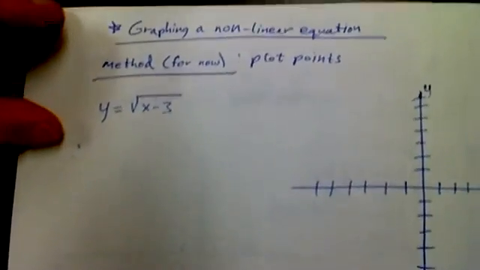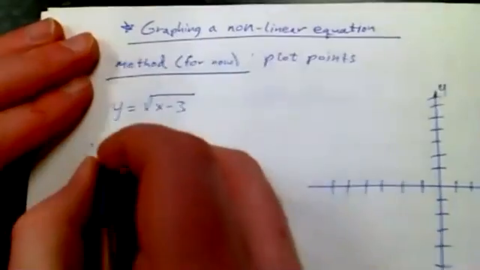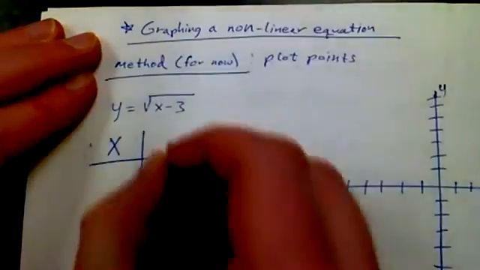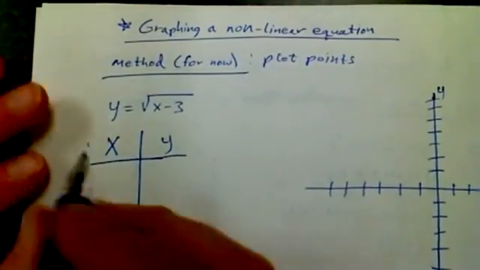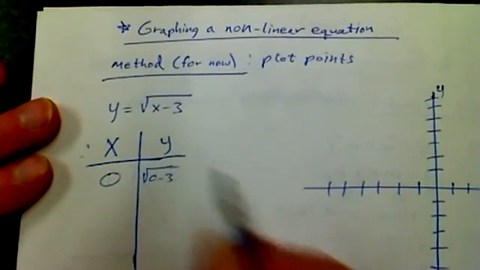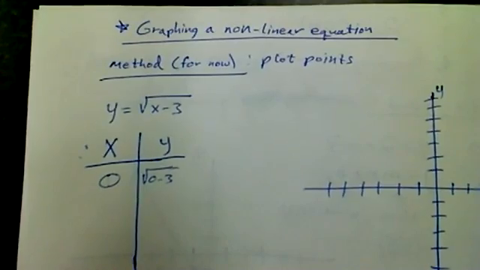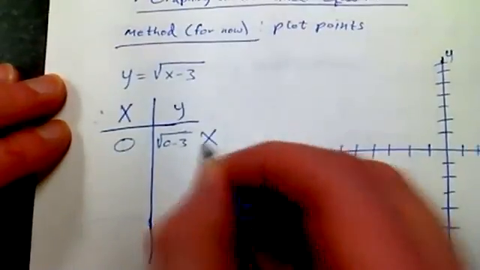One last one I want to look at is graphing a nonlinear equation. Now, we're going to have better ways of graphing this fairly soon, but for now, for this method, let's just plot points, just pick points. So we can do that by making an XY table. And what I want you to notice is if I try to put in, say, x equal to 0, I get the square root of 0 minus 3, which we know is something imaginary, meaning it doesn't show up on the graph. So this is no good.